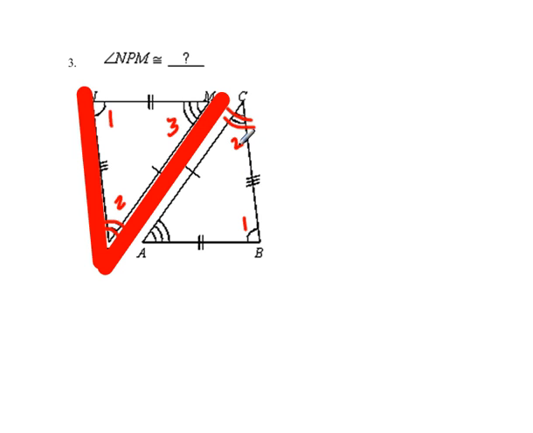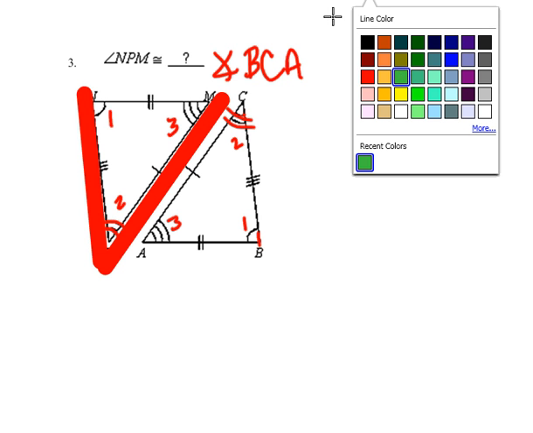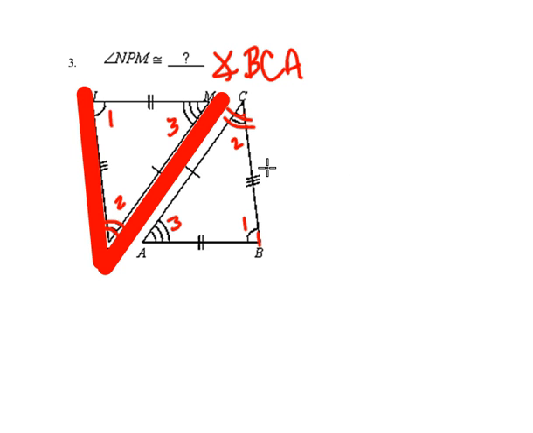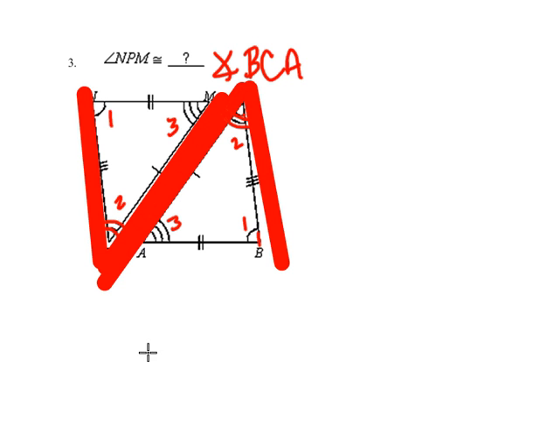1, 2 to 3. So angle NPM would be congruent to angle BCA, following the markings. We're looking at this angle here, there to there, and you won't be able to see that. Sorry.